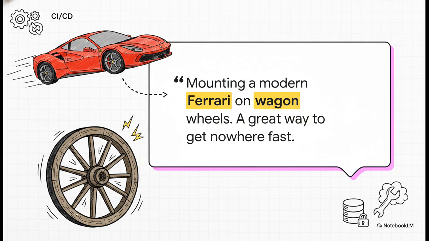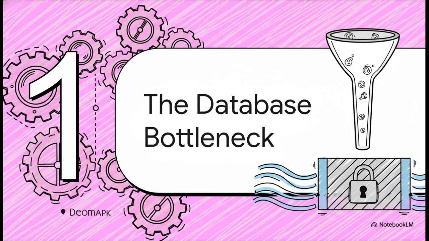We've got these amazing agile processes for our applications. They're like Ferraris, super fast. But then we get to the database and, well, it's like we're still using wagon wheels. You can just imagine the result. A whole lot of shaking and rattling, but you're not actually getting anywhere fast. It's a huge disconnect. All right, so let's really dig into this whole database bottleneck thing.